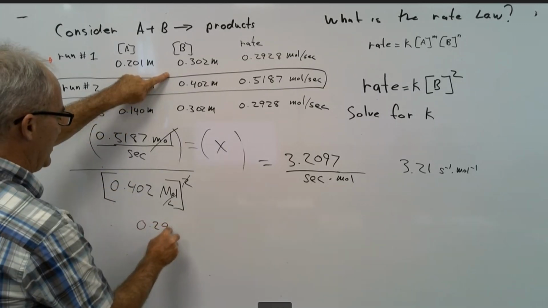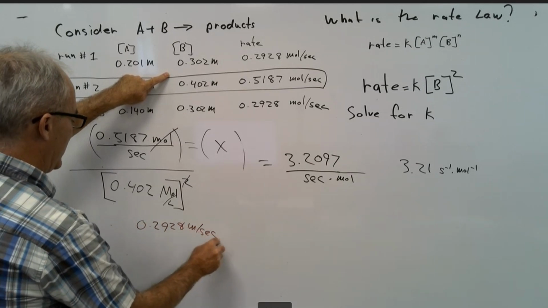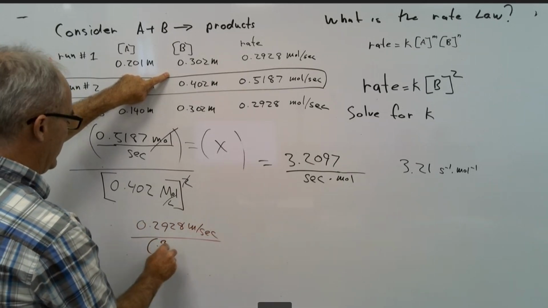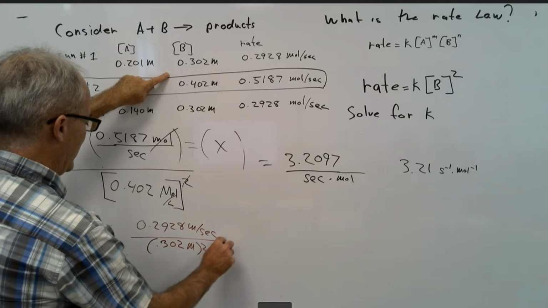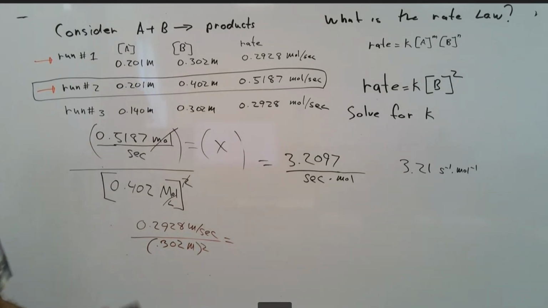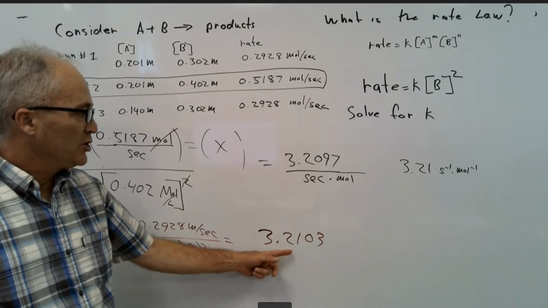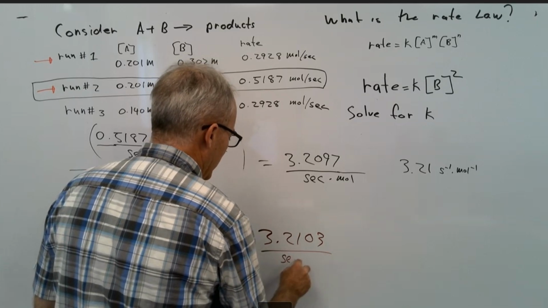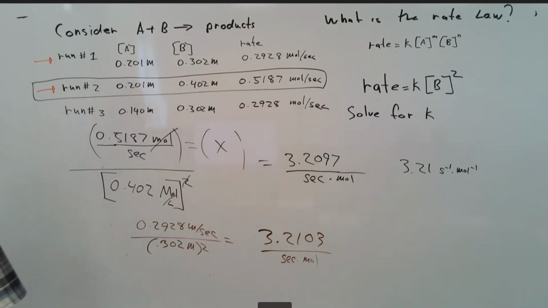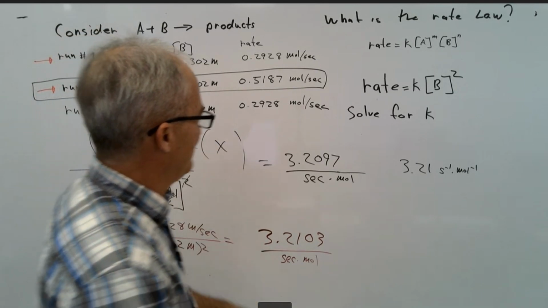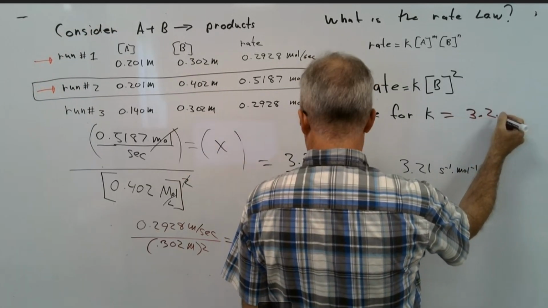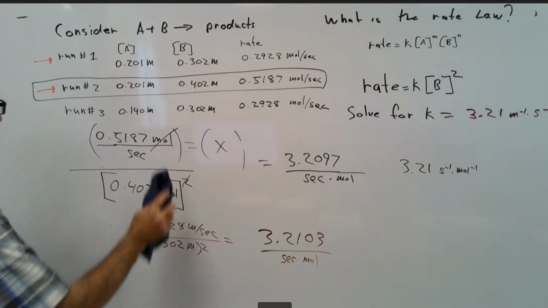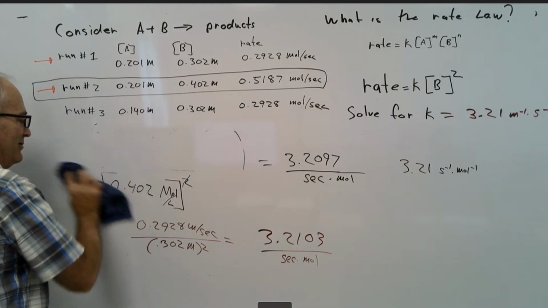How about 0.2928 moles per second divided by 0.302 squared? I was a little nervous here. Let's see what happens. Pretty chill. So the three digits, they're the same. And we still have the same units. Yeah, so the three digits, the number's the same. So now that we know we've solved for K, well, let's just say 3.21. Now we almost know everything there is to know about a rate law.